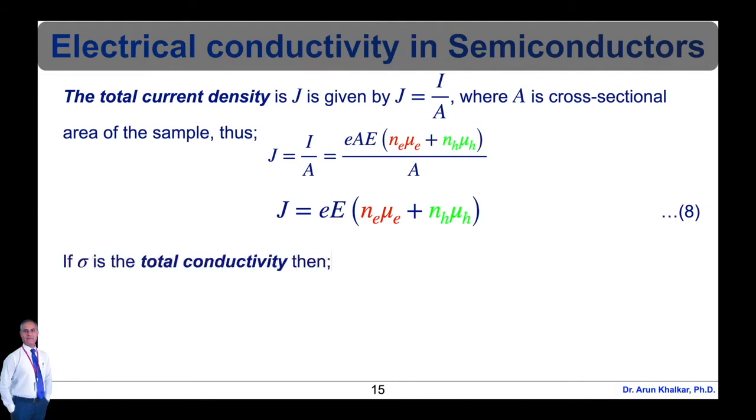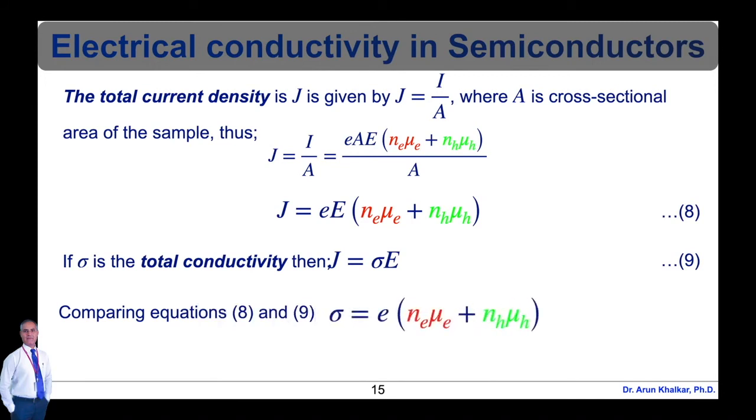If sigma is the total conductivity, then J is equal to sigma into E. Let's say this is equation number 9. Now comparing equations number 8 and 9, we can write sigma is equal to e in bracket n_e mu e plus n_h mu h, bracket complete.